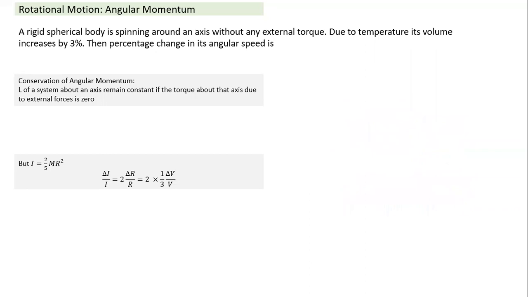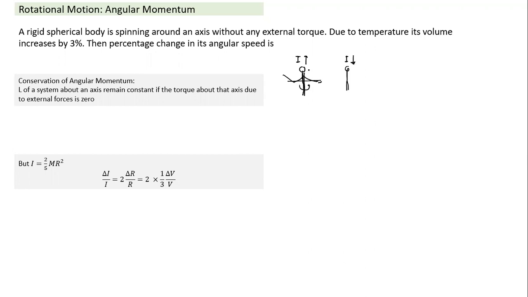Let's come to some more questions. This is also a very common kind of question. Let's understand here: a rigid spherical body spinning around an axis. A very common example of spinning is ballet dancers. They stretch out their hands and start rotating, and then they pull their hands together and become like a vertical rod. When they stretch out their arms, the moment of inertia is high. When they bring their arms close to the body and become vertical, I becomes less.